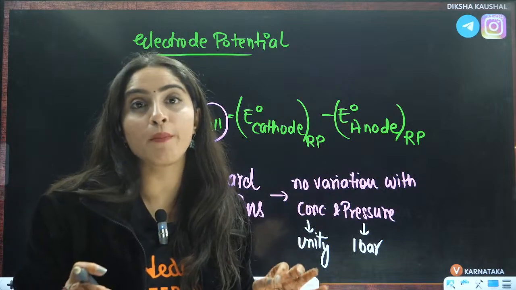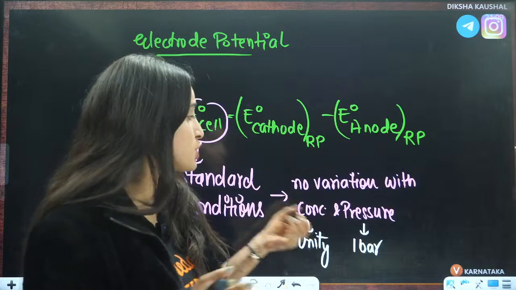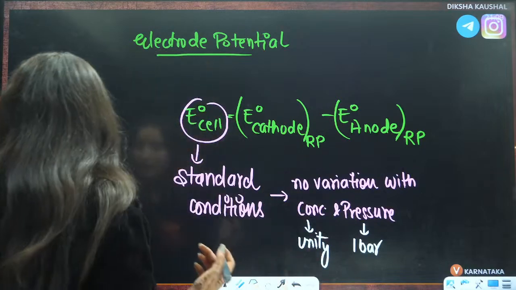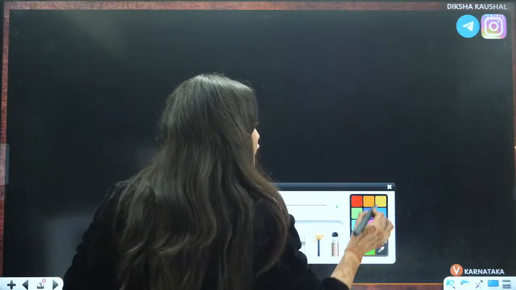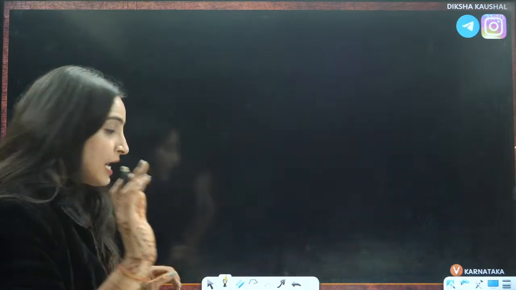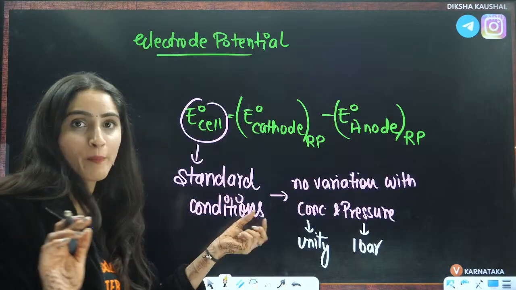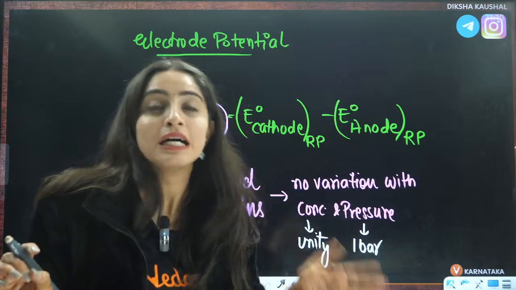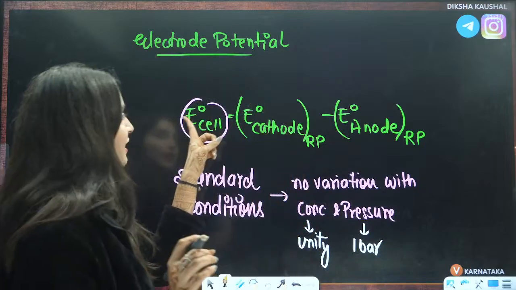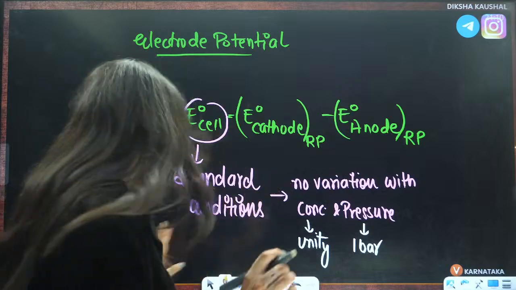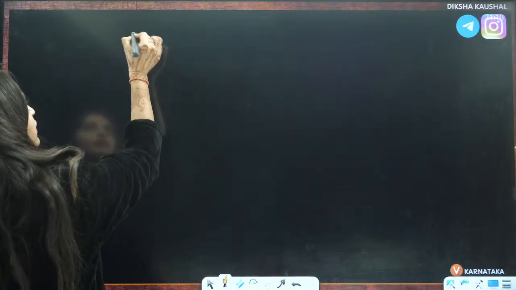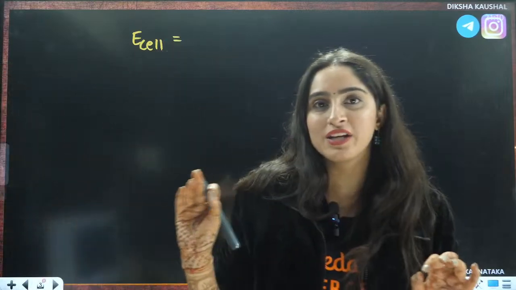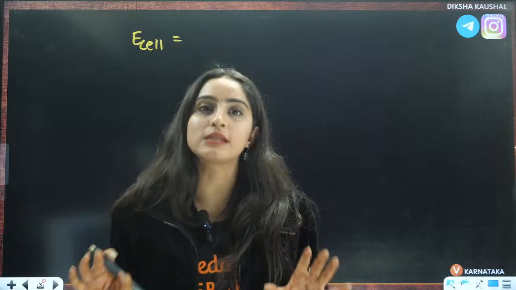Now, if they are talking about a general thing and have not specified any concentration or pressure, then what will you do? If they have not specified a unity concentration and have not specified 1 bar pressure, then in that case it is not called E naught cell, it is called simple E cell. Now the question is how to calculate this E cell.